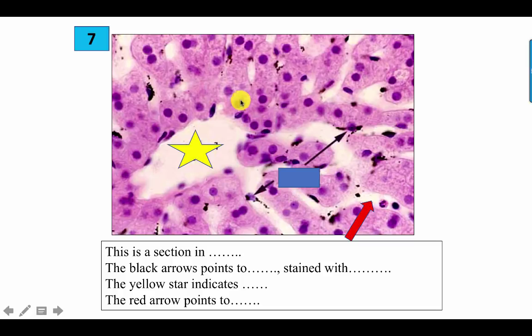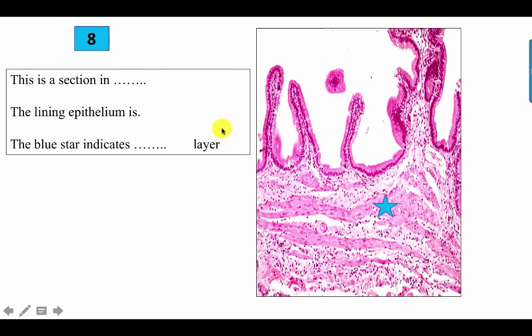These are the hepatocytes. This is a section in the gallbladder because it shows a highly folded mucosa, just a folding of the mucosa lined by columnar cells with basal oval nuclei. And here we have the lining epithelium is simple columnar epithelium, and the columnar cells are capable of secretion of mucus in addition to absorption of water to concentrate the bile.